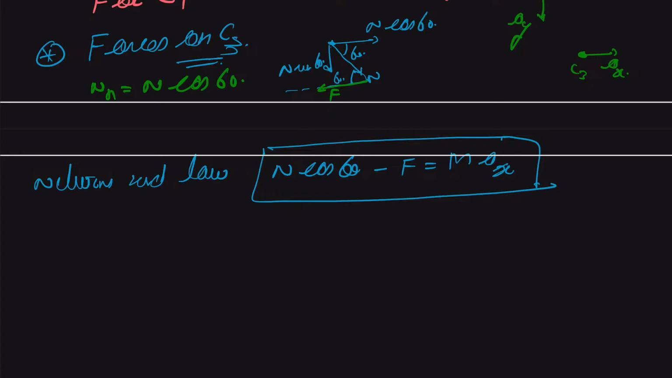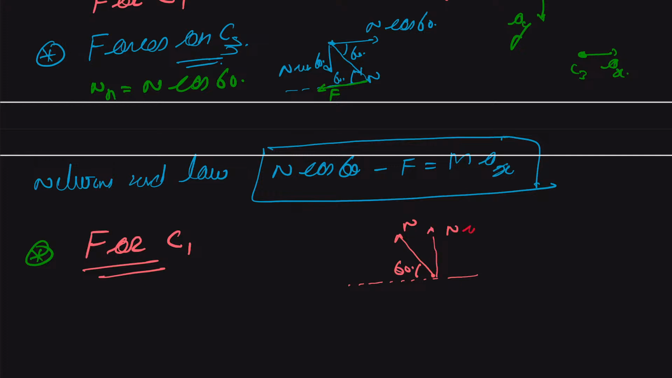Similarly, we can consider our top cylinder, that is C1. For C1 we are going to have this as our normal. We divide it into two components, with this horizontal and an angle of 60: this will be our N sine 60, and this N cos 60. And there will be a weight mg, acting from the center, that is our C1, in the downward direction. And this was our C1.